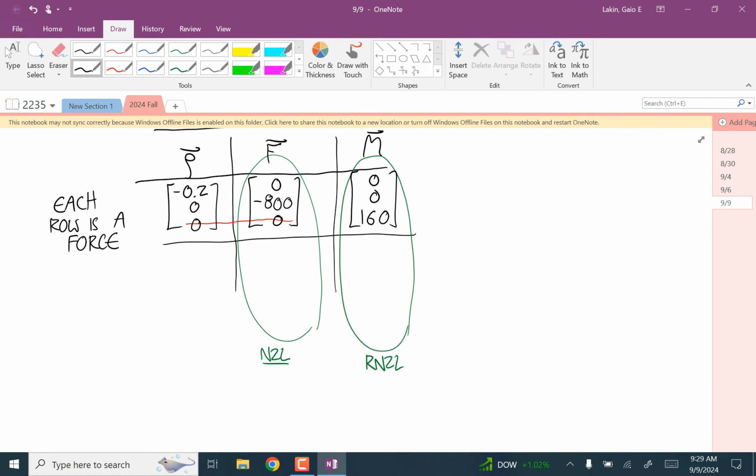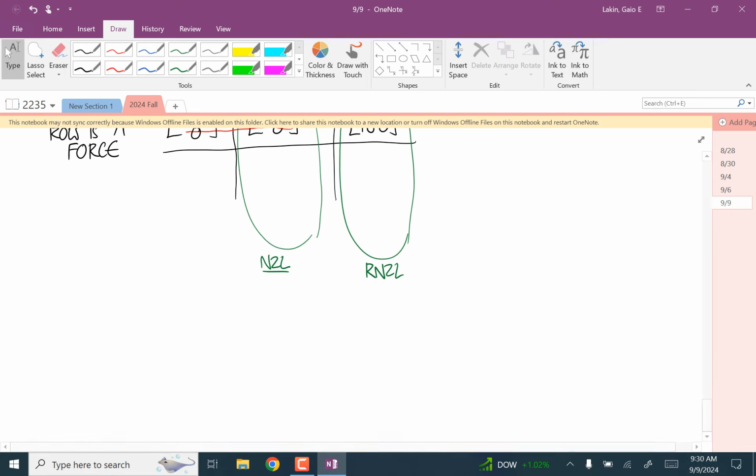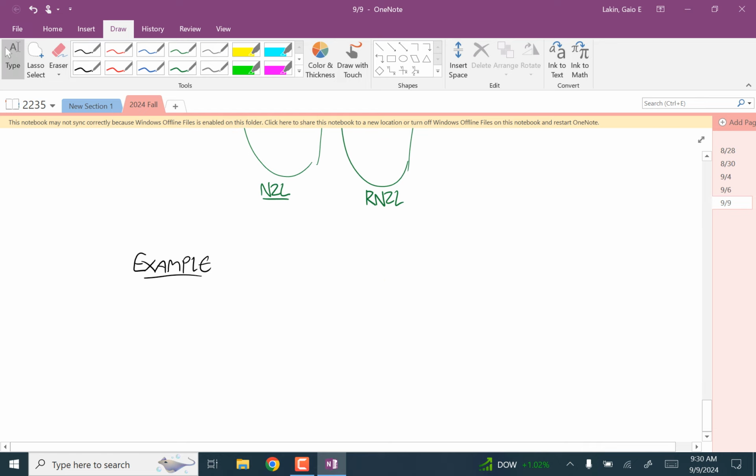Okay, let's do one more example with this table. This time, let's just do a 3D example. So let's say that we have the coordinates where the force is applied. I'm just going to make up numbers. Negative 20, negative 35, 10.